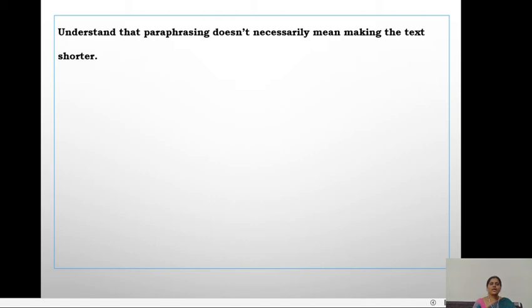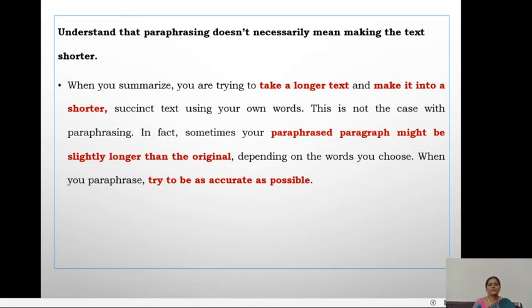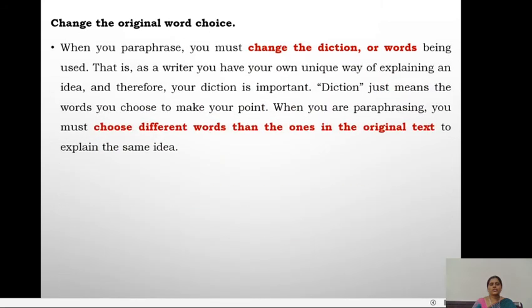Now let us see. Understand that paraphrasing doesn't necessarily mean making the text shorter. When you summarize, you take a longer text and make it into a shorter, succinct text using your own words. This is not the case with paraphrasing. In fact, sometimes your paraphrased paragraph might be slightly longer than the original one, depending on the words you choose. When you paraphrase, try to be as accurate as possible.